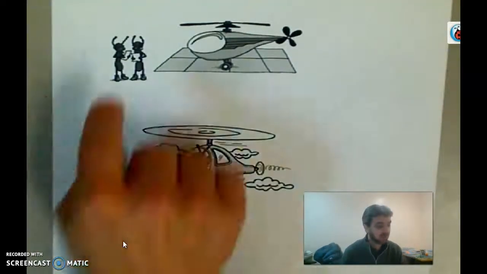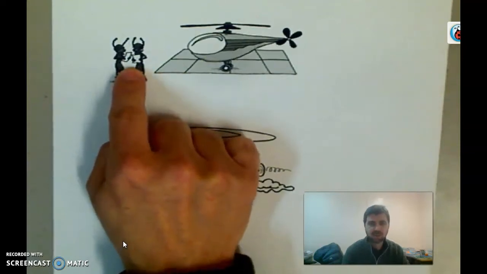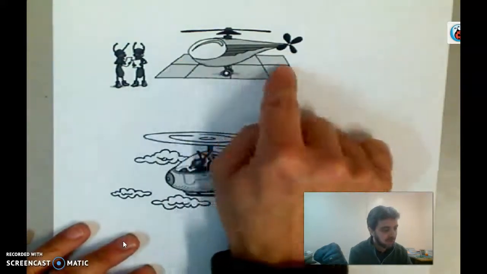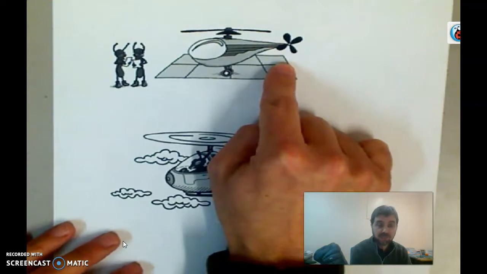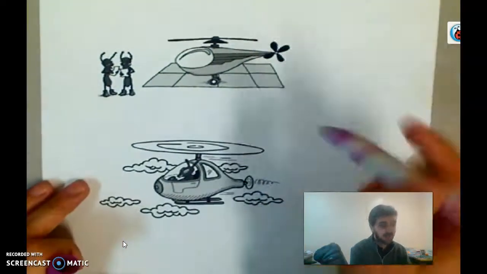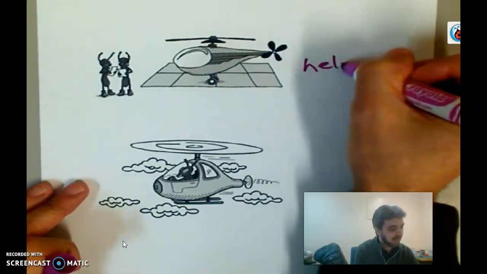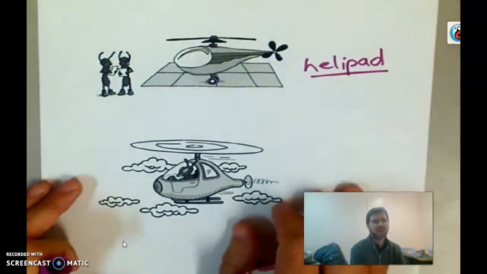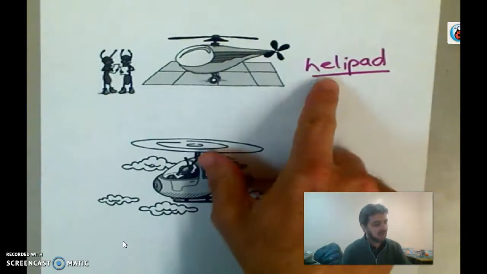Here's a couple ants. They look like they must be engineers or something. And there's a helicopter. Do you know what it's called when a helicopter has to land on something? It's called a helipad. Or it might be helipad. I'm not really sure. It's not my thing. But I think it's a helipad.